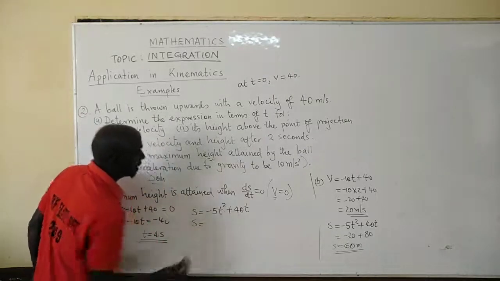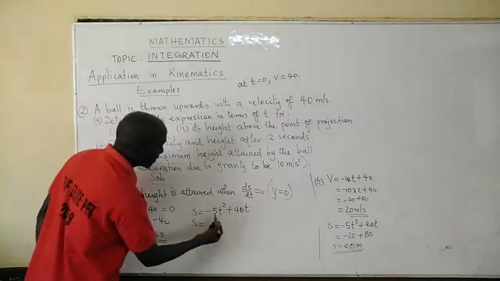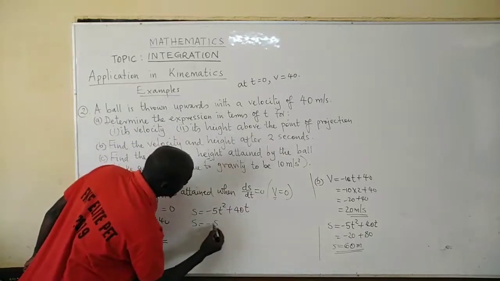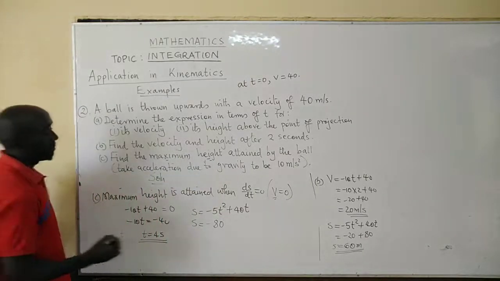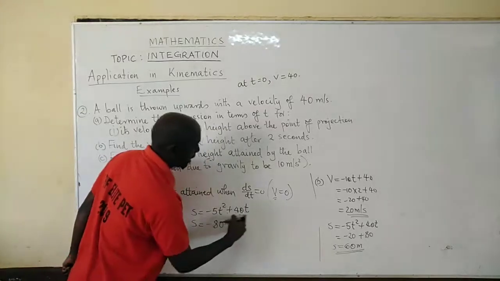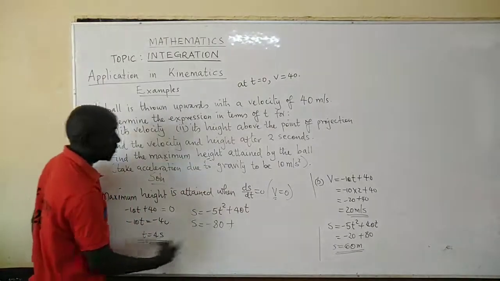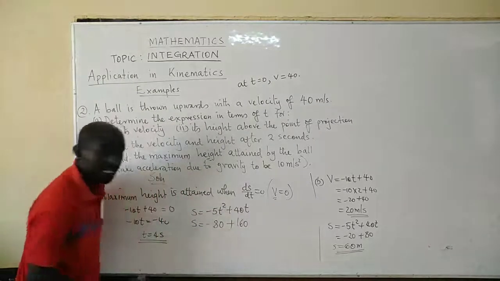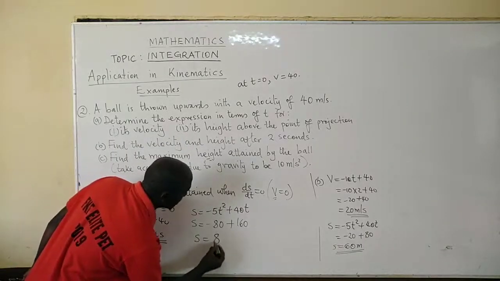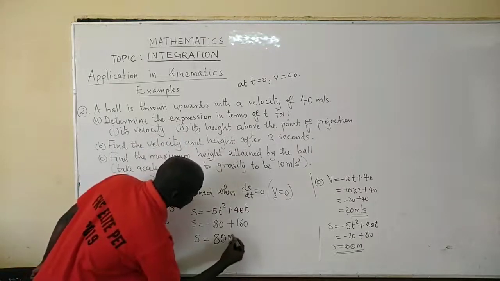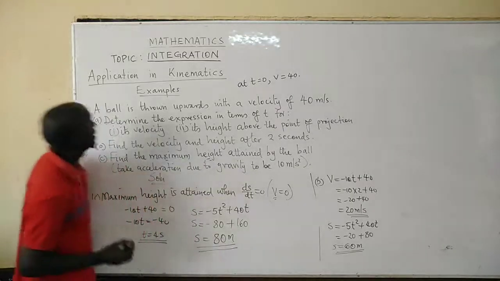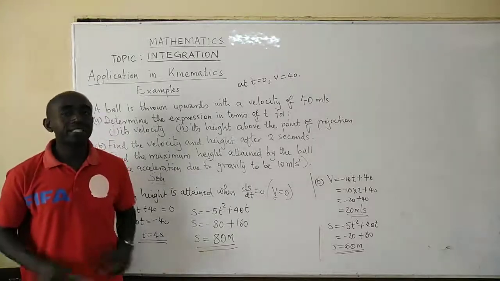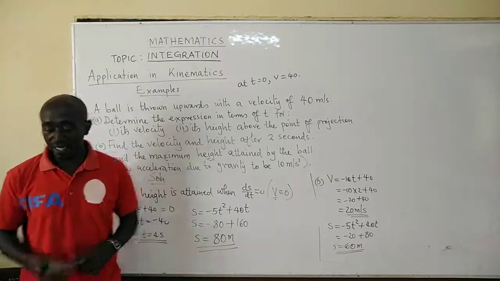4 squared is 16. 16 times negative 5 will be negative 80, plus 40 times t. Remember t is 4. 40 times 4 is 160. So negative 80 plus 160 is 80. So the maximum height attained by that object or that ball is 80 meters.